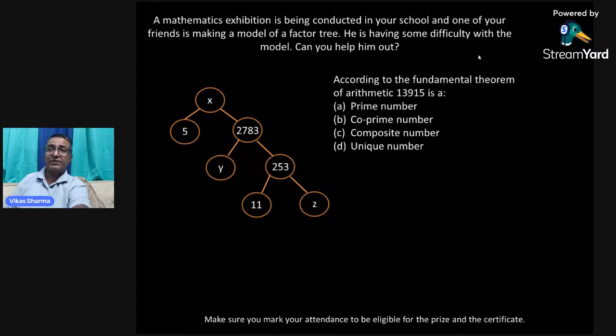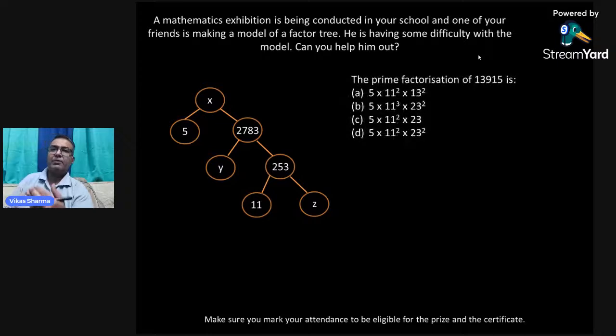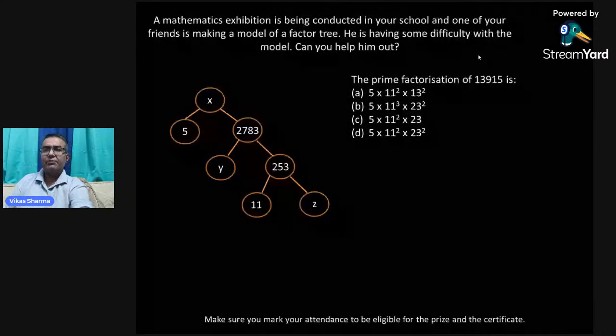Question number 4 of this case study is what type of a number is 13,915. I don't know where did that come from, but what type of a number is that, and the prime factorization of this is what. So yes, fairly straightforward, simple question.